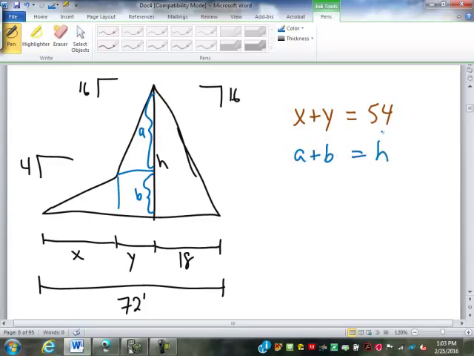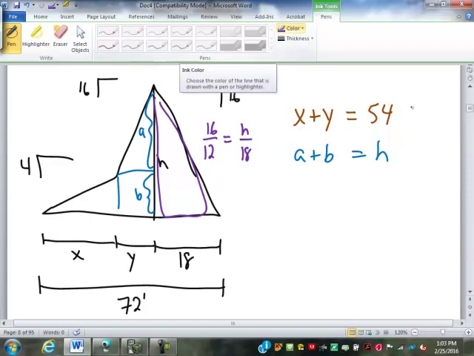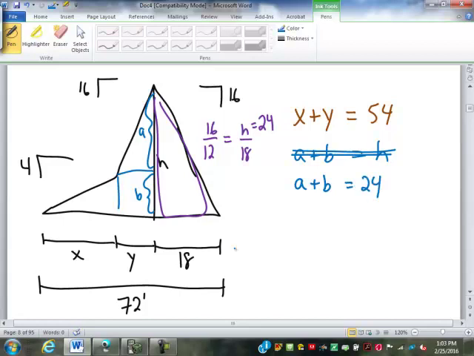But we can find H. Let's do that right now. How do we find H? Okay, out of this triangle right here, 16 over 12 is our slope, equals a rise of H over a run of 18. And cross multiplying and dividing tells us that H equals 24. Which tells us that this equation here can be rewritten as A plus B equals 24. So we get rid of the variable H right off the bat. It's gone. We don't need it no more.